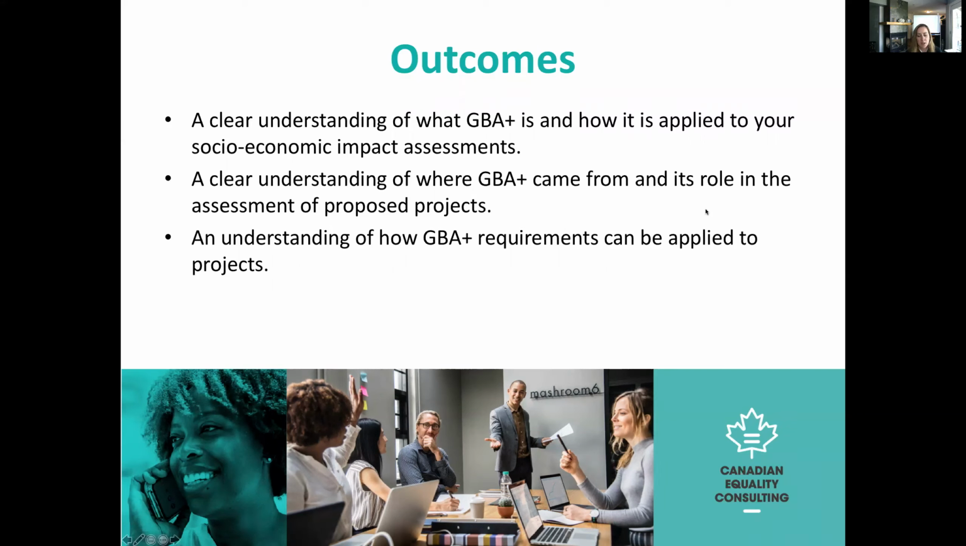And it may seem kind of easy to understand how GBA Plus might be applied to a large project, but it can be a little more abstract to understand how it is applied to a really small scale project, like upgrading a pump station or replacing a small portion of an existing pipe. But by the end of this presentation today, I hope that that is more clear to you on exactly how you can do that.